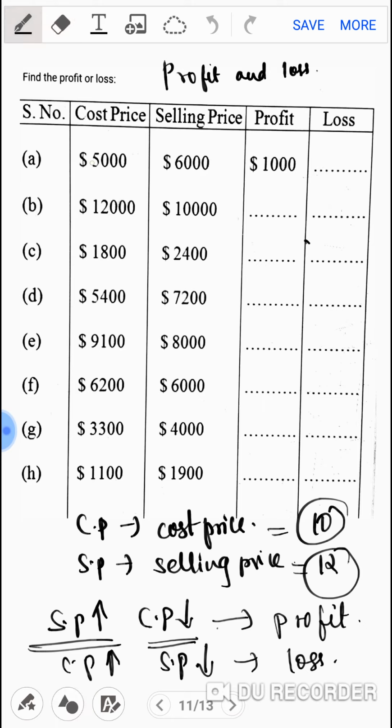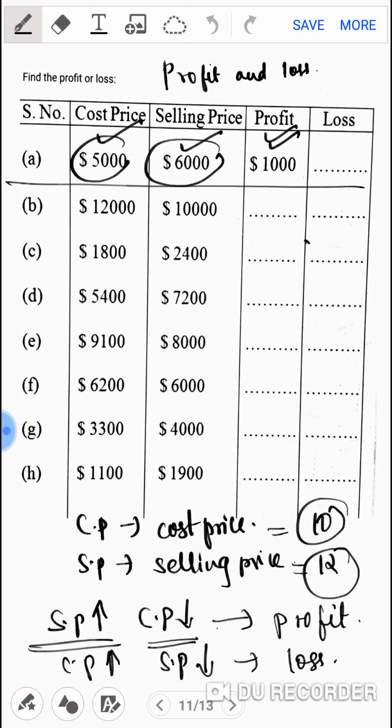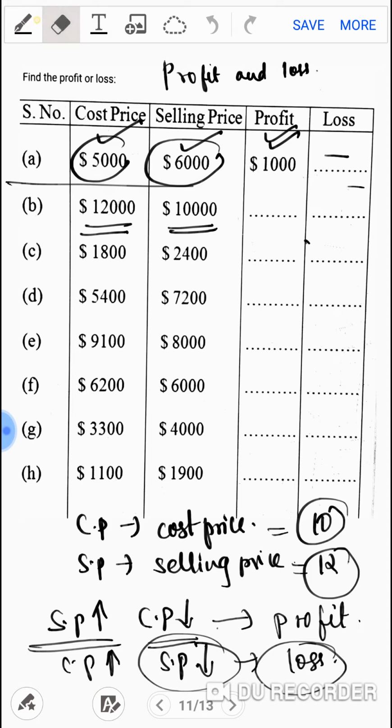So we have this table. In that, if you notice, CP is given as 5,000, SP is given as 6,000. So naturally, SP is greater than CP by 1,000. So we have a profit of 1,000. And in the loss column, you just put a dash. Keep it blank. Next, CP is 12,000, SP is 10,000. That is, SP is less. So we have a loss of 2,000. So I'll put it in the loss column. Similarly, you have to do all these.